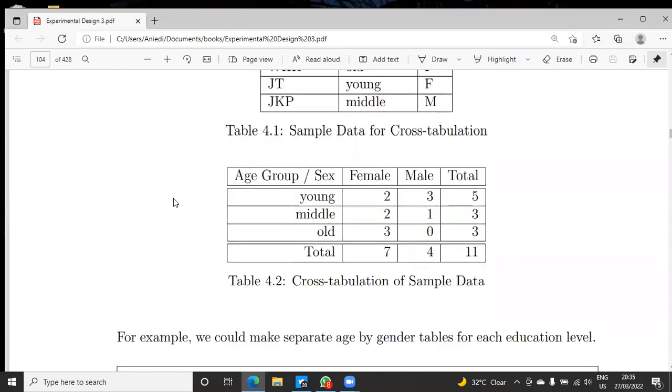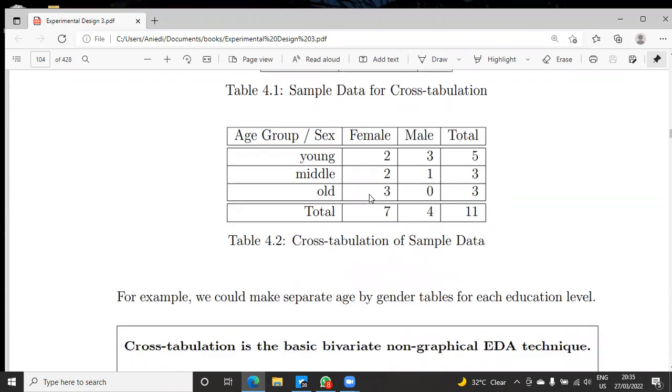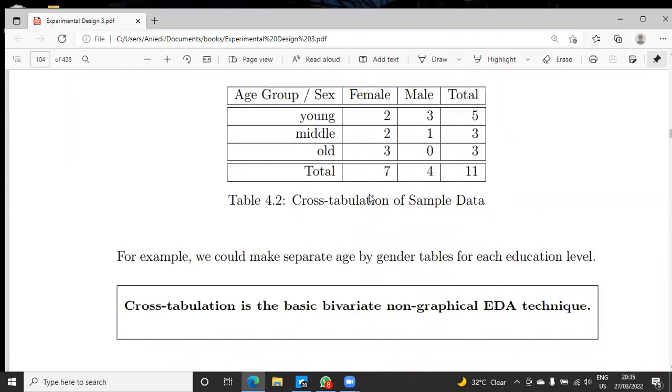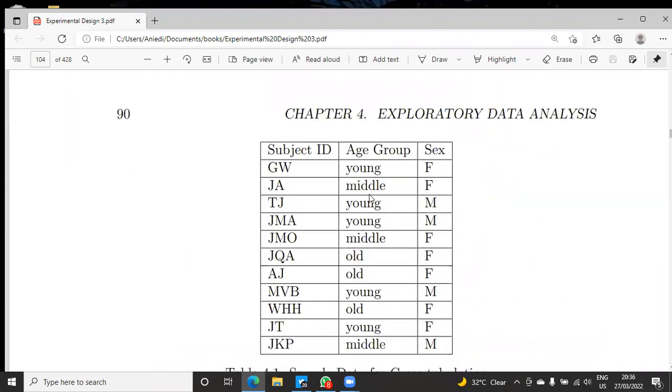Now, this is how the initial table looked. This was the sample data. They have the male, the female, the total, the young, the middle, the old. So this person decides that he wants to arrange it this way. He can also cross-tabulate it by arranging it in this other way.